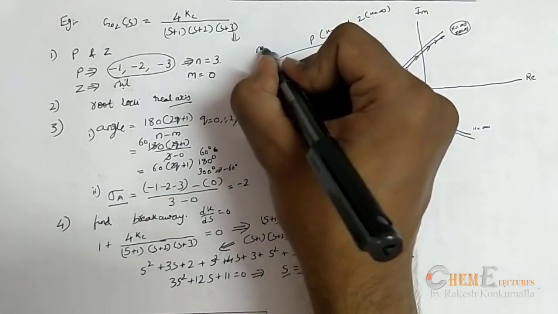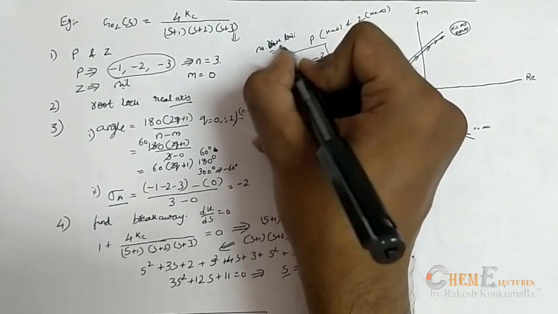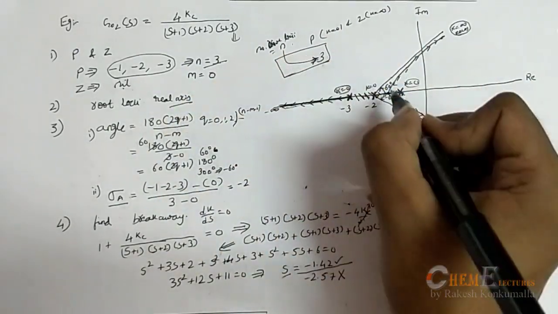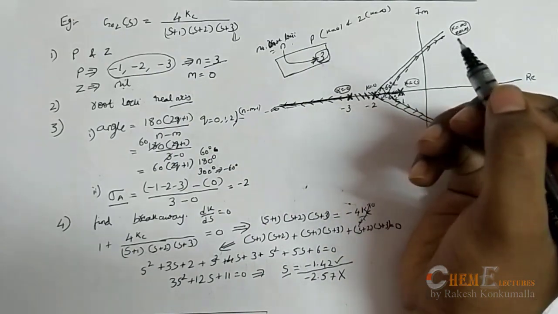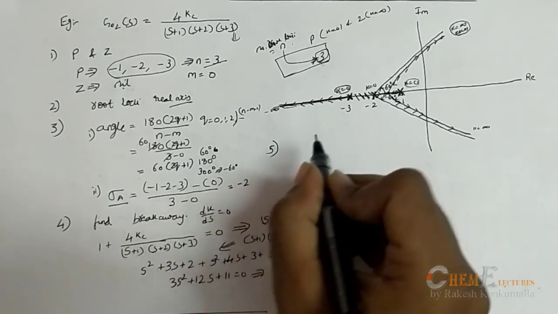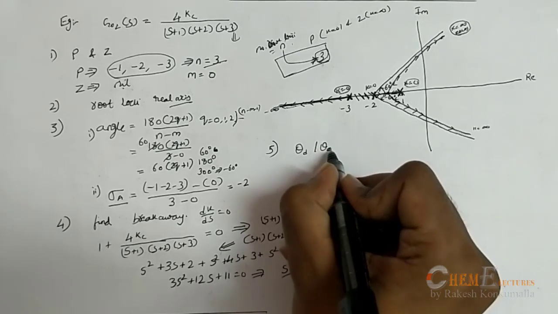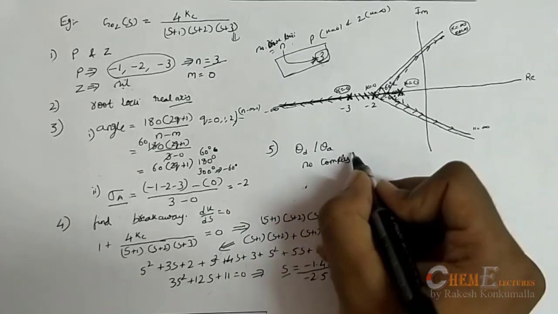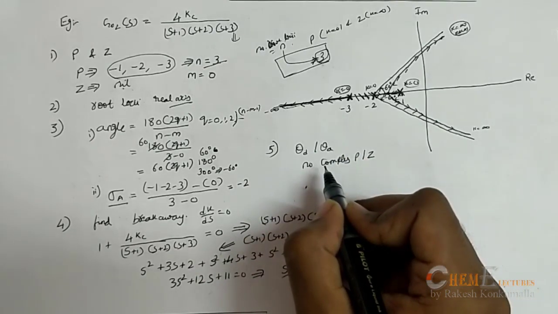Number of root loci will be n, that is the number of poles, which is 3, and you can see total you got 3 root loci. Now coming to step 5, where we need to find the angle of departure or angle of arrival. Now there is no complex pole or zero, so there won't be any angle of departure or angle of arrival.